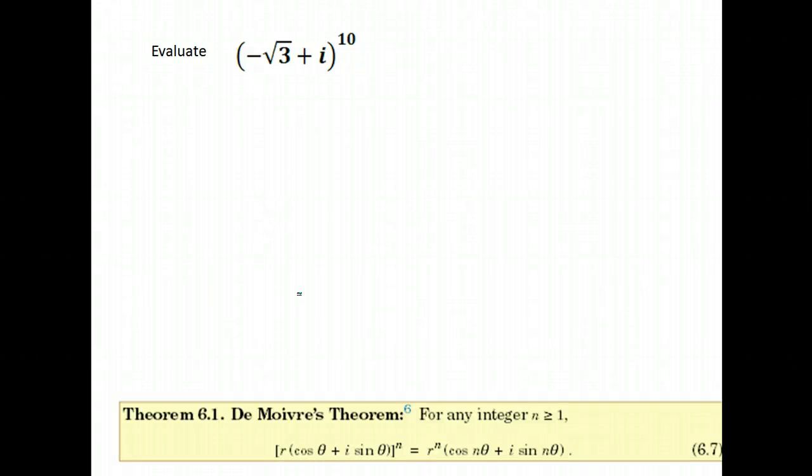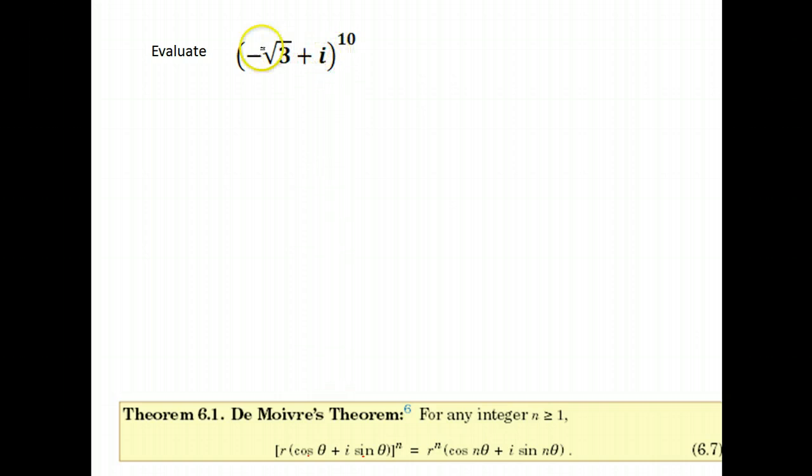Examples using DeMoivre's theorem. These are a bit different than the other examples we did because DeMoivre's theorem is written for a complex number in trigonometric form, and this is just a complex number. It's not written in trigonometric form. It would take a very long time to do this to the 10th power, which means we would have to write out negative root 3 plus i ten times, and then one at a time multiply all of that out and simplify. So we still would rather do DeMoivre's theorem.